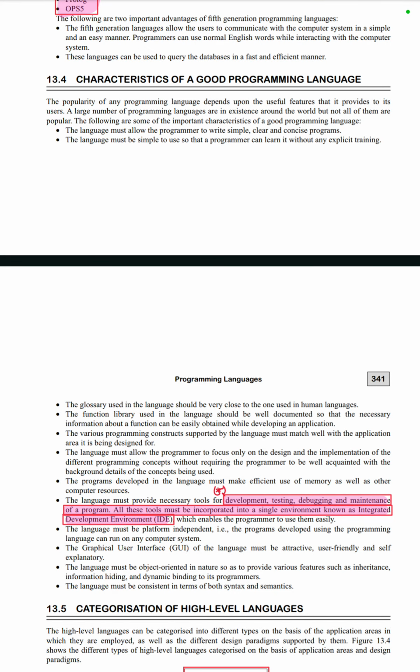Characteristics of a good programming language: the language must provide necessary tools for development, testing, debugging, and maintenance of a program. All these tools must be incorporated into a single environment known as an integrated development environment.